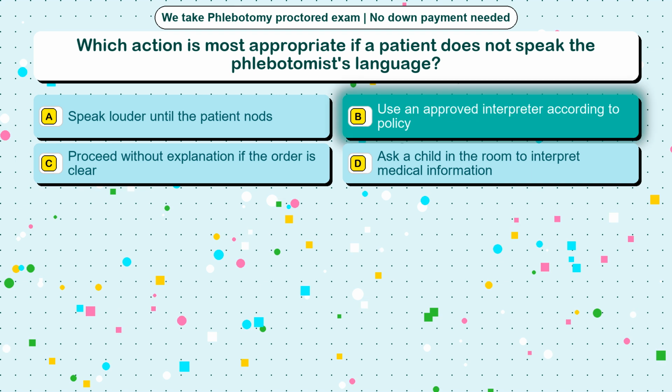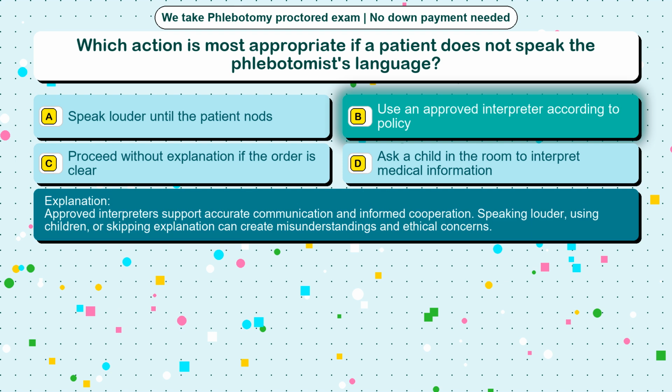The correct answer is option B. Use an approved interpreter according to policy. Approved interpreters support accurate communication and informed cooperation. Speaking louder, using children, or skipping explanation can create misunderstandings and ethical concerns.